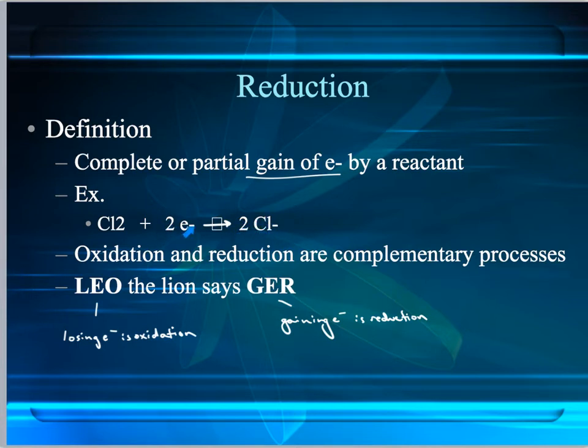Notice this time the electrons are on the reactant side, on the left side of the arrow, because we are adding them. They're gaining, okay, they're being combined with something that's going to get reduced.